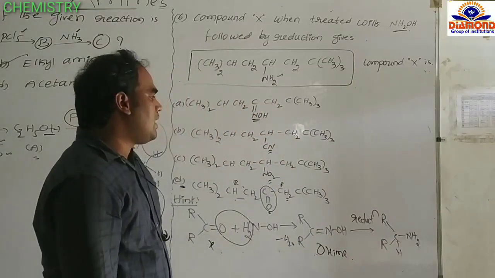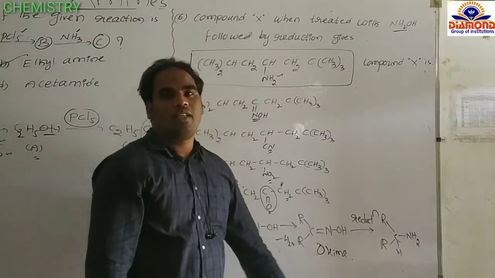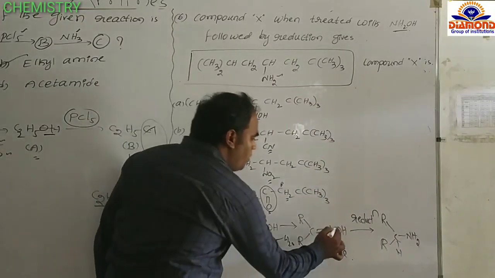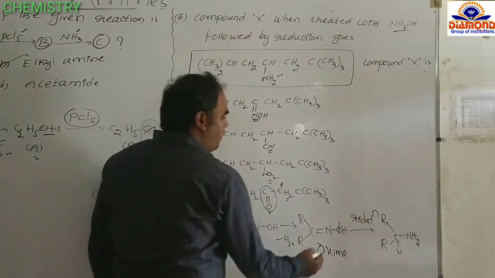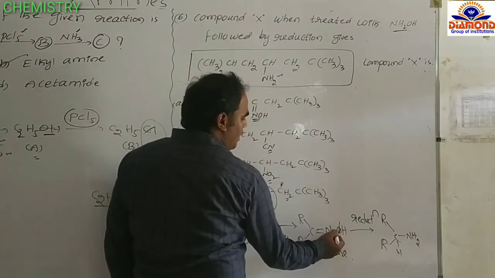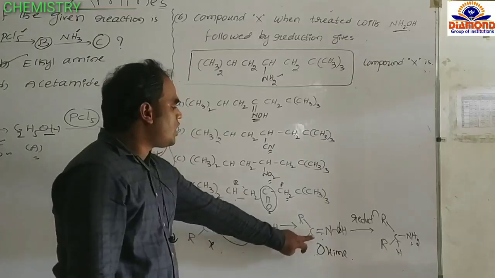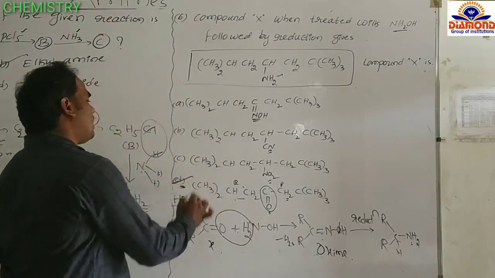Now this ketoxime undergoes reduction. Reduction means removal of oxygen, addition of hydrogen. So here, removal of oxygen and addition of one hydrogen to nitrogen, therefore it becomes NH2, and addition of one hydrogen to carbon also. Therefore, D is the correct option.